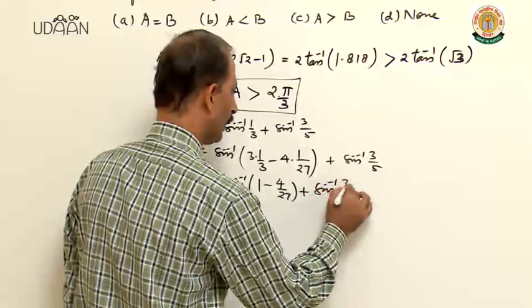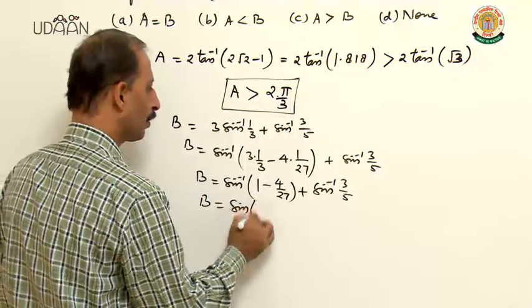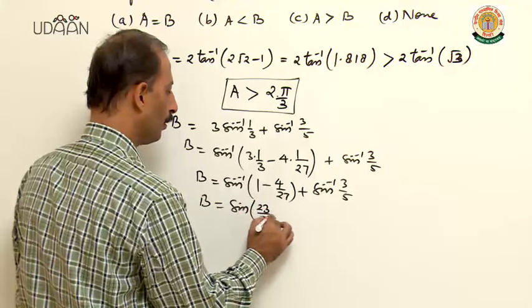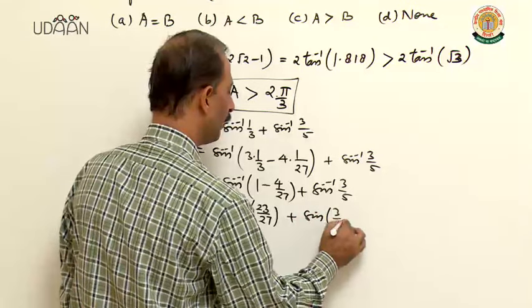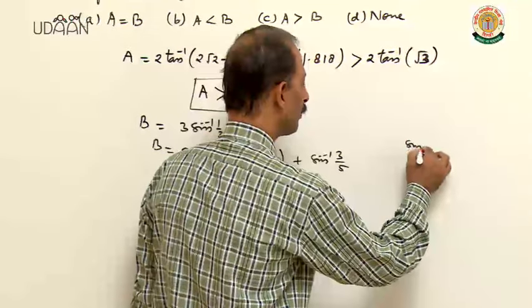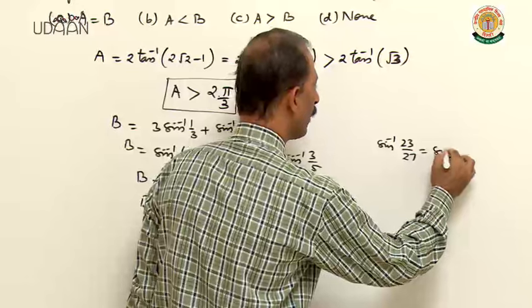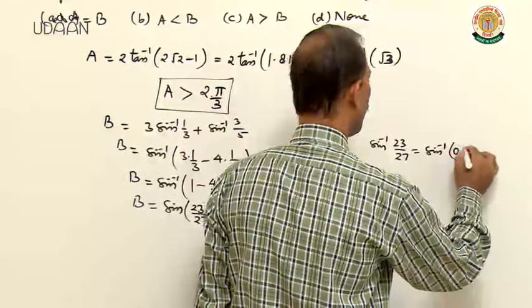This value as it is. So now sin inverse of 1 minus 4 upon 27 becomes 23 upon 27, and sin inverse 3 upon 5 as it is. Now children, sin inverse 23 upon 27 is near about sin inverse 0.852.